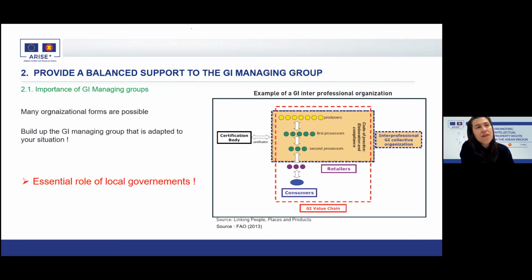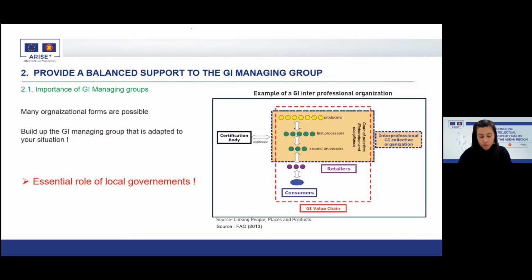They also have a very important role to play, as local governments and associated public services always keep an eye on what is going on in the territory, such as other development projects that may coexist with the GI project. So it is important to always involve local governments in the projects. And without public support, the creation of such a local managing group is almost impossible.